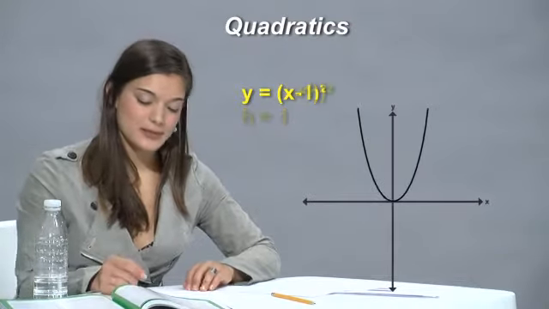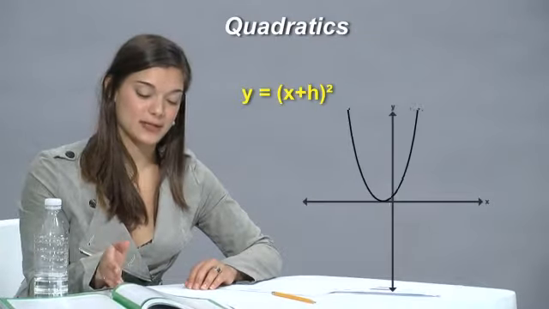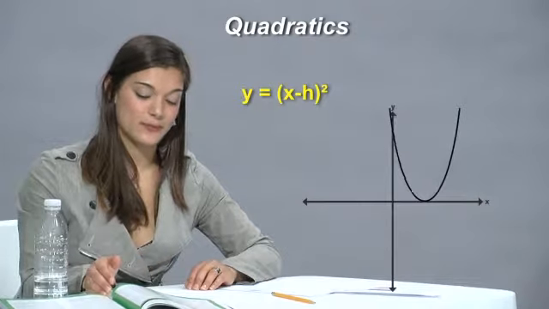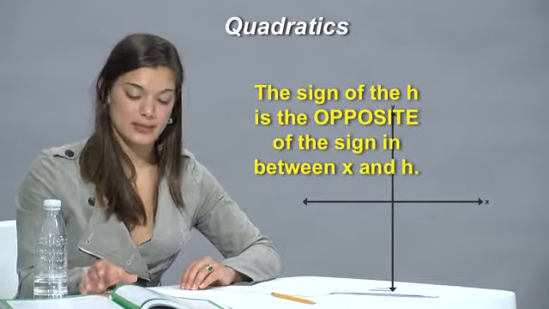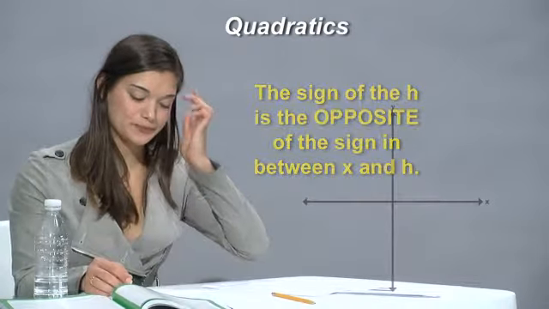Another way to look at this is if the sign between the x and the h is positive, the graph is going to shift left. But if the sign is negative, the graph is going to shift right. So you just remember that the sign of the h is opposite of the sign in between x and h. So now you have two ways to remember.